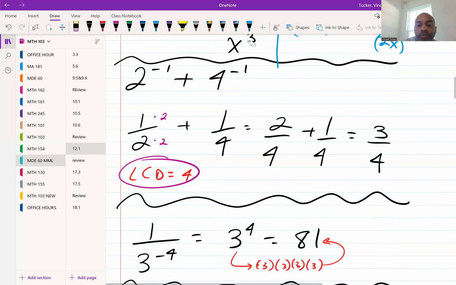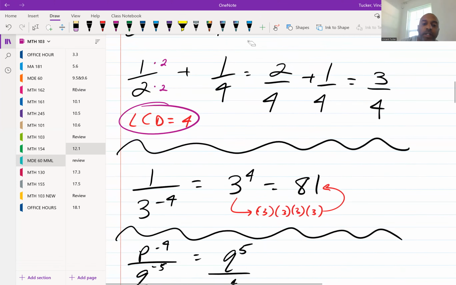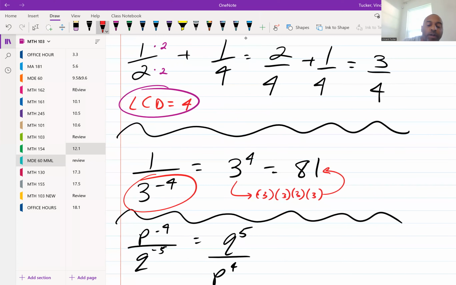Scroll up. Now, once again, if you have a negative exponent in your denominator, take it up to your numerator to make it positive. So 1/3 to the negative fourth would be 3 to the positive fourth power, which would be 81. It's 3 times itself 4 times.